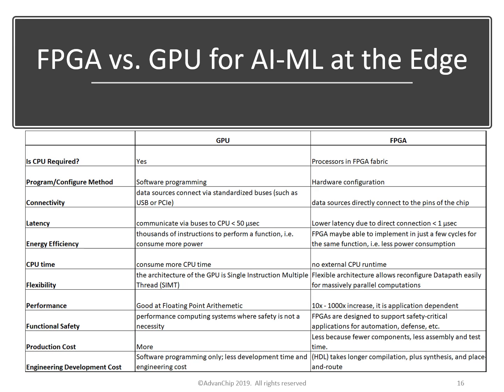GPU uses software programming and FPGA uses hardware configuration. Engineering development cost for GPU is lower than FPGA because FPGA takes longer to compile, synthesize, and place and route. But the production cost of GPU with CPU will be higher than FPGA alone. FPGA means smaller board size and less assembly and test time, which will increase the production yield.